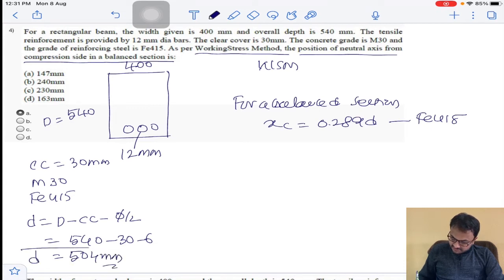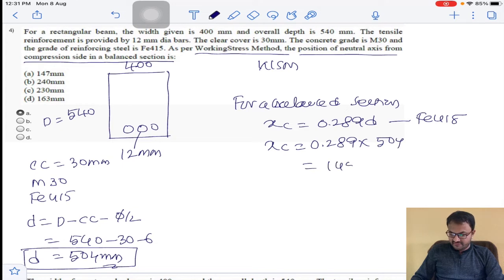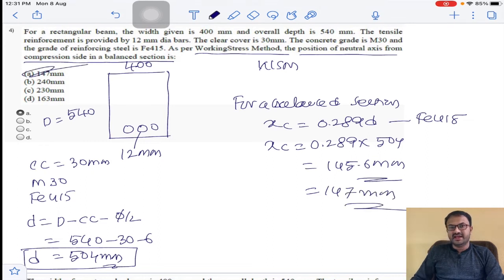So this is small d. Now xc is equal to 0.289 into 504. You will get 145.6 mm, which is very near to 147 mm. Clear? So the answer is A for question number 4.